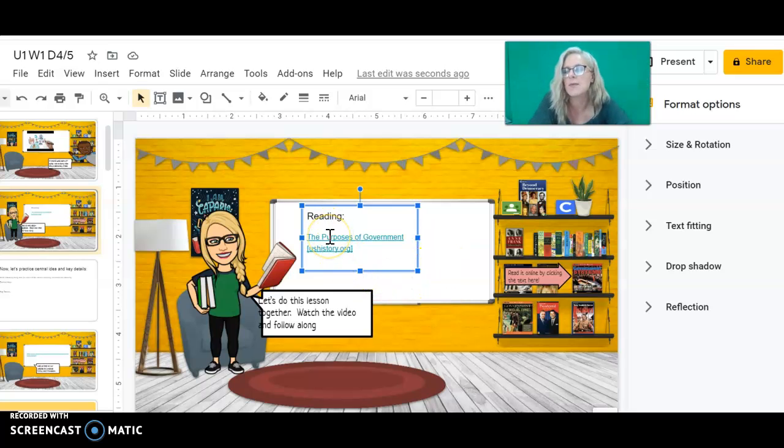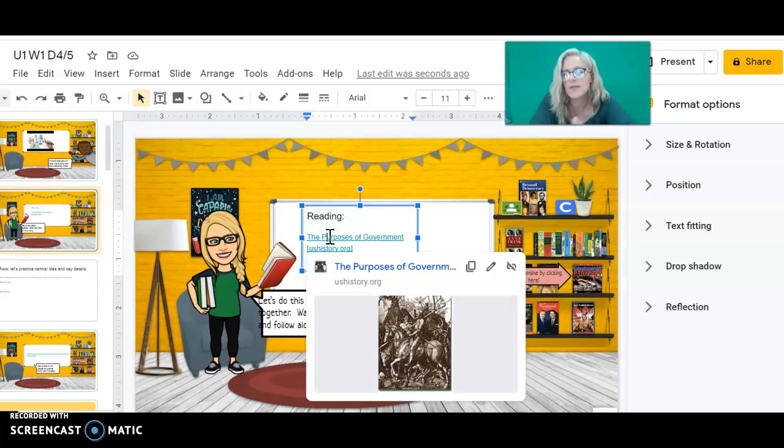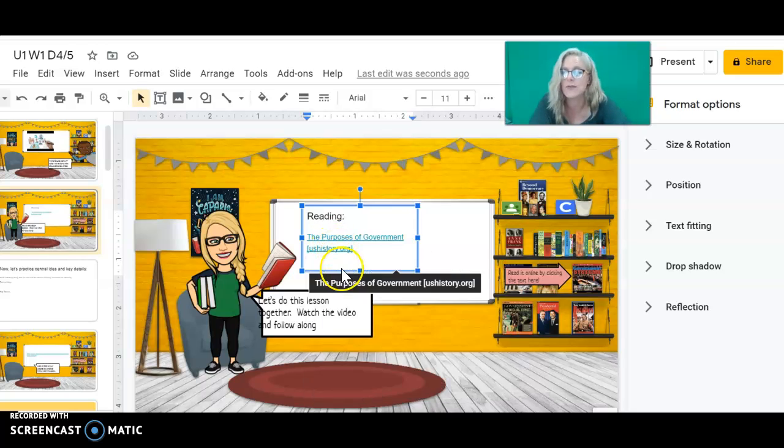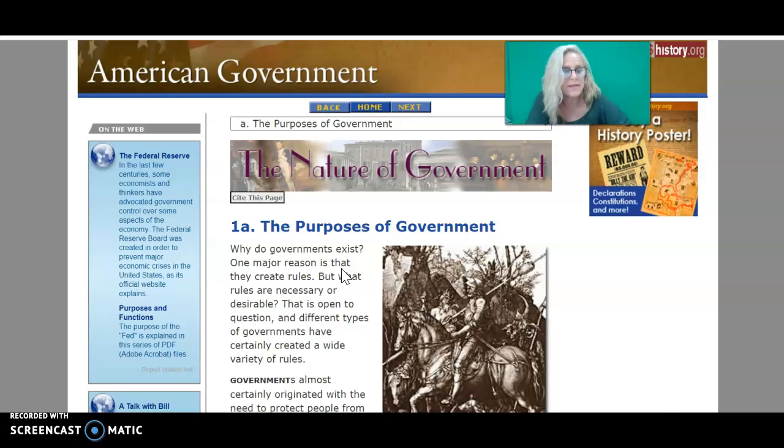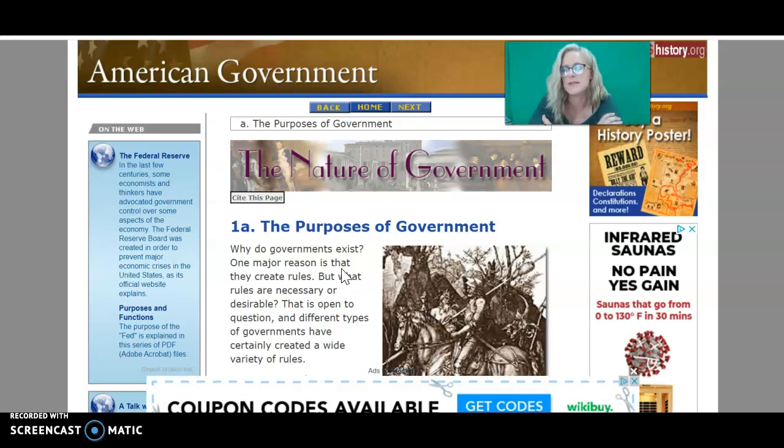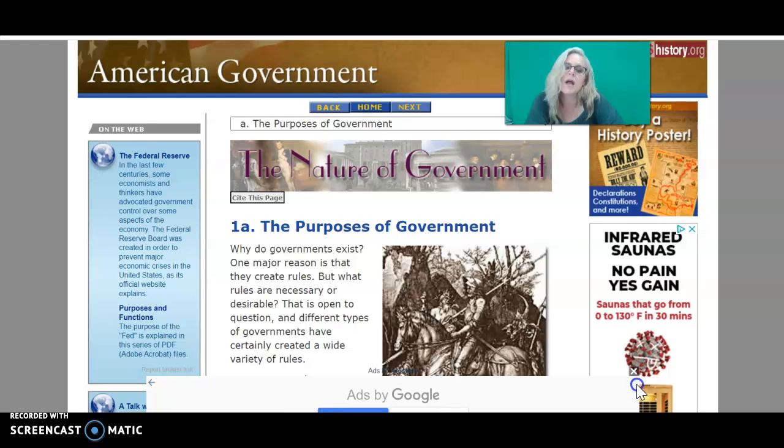Now I want you to come over and click on the reading. If you click on this, it'll tell us the purpose of government. Let's click there. And this is from U.S. History's website. And remember, what is our big question for this unit? Do you remember?